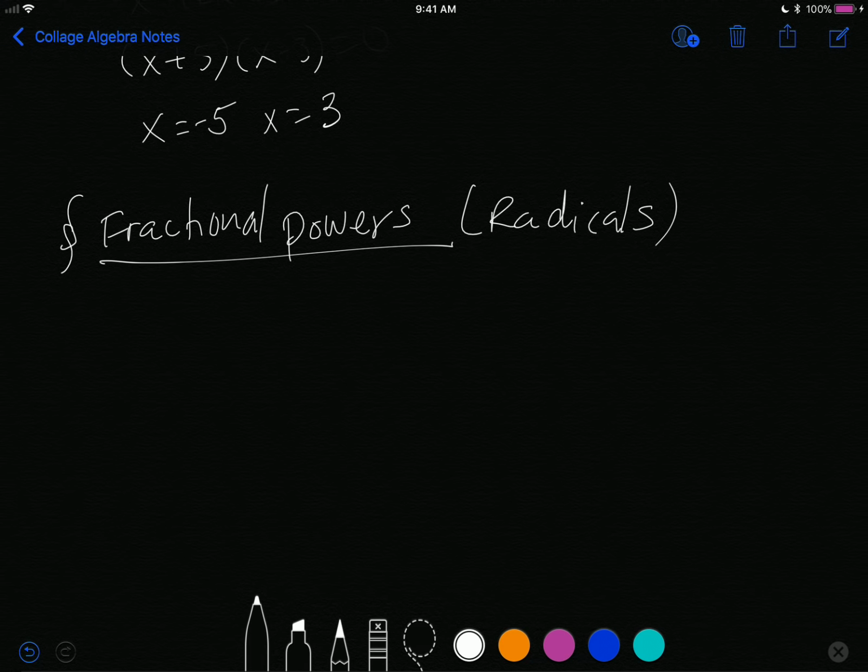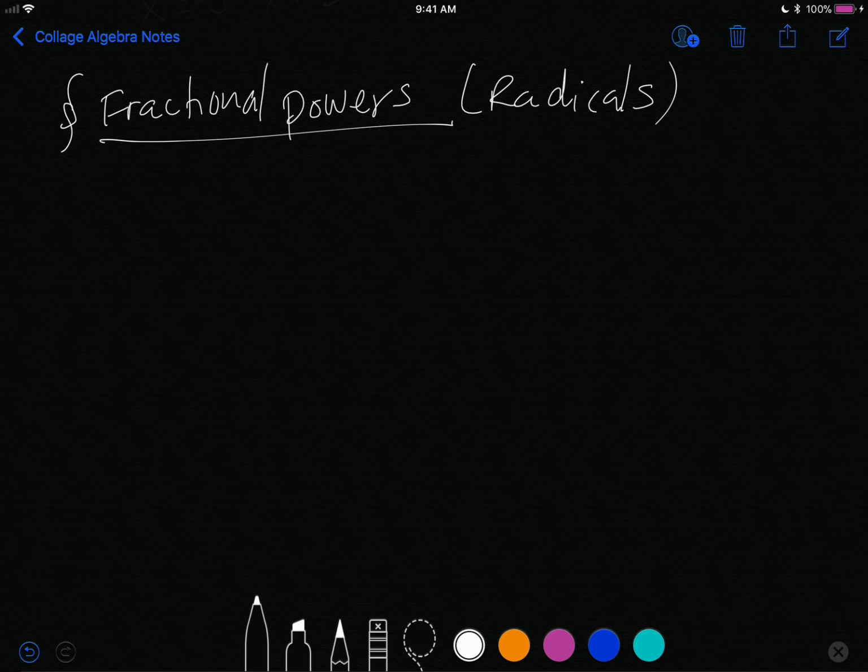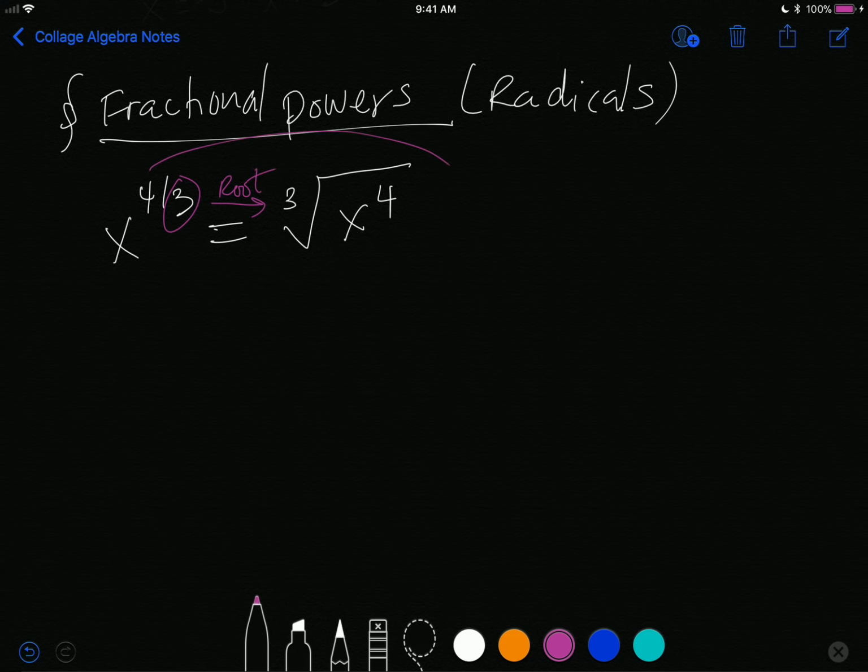Fractional powers are a way of thinking about, well, let's go this way. Let's say I have x raised to the 4/3 power. This is the same as taking the cube root of x to the 4th power. When I have a radical, I can write it as a fractional power or vice versa. The 3 that I am dividing by becomes the root. The 4 becomes the power on x.